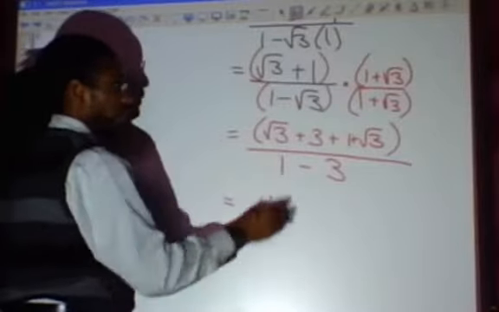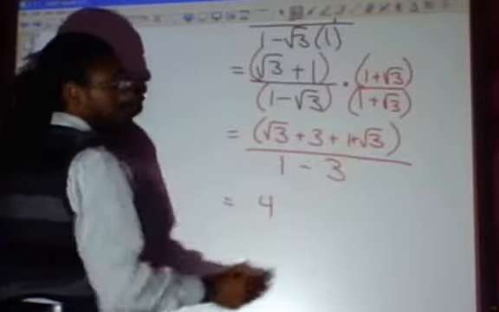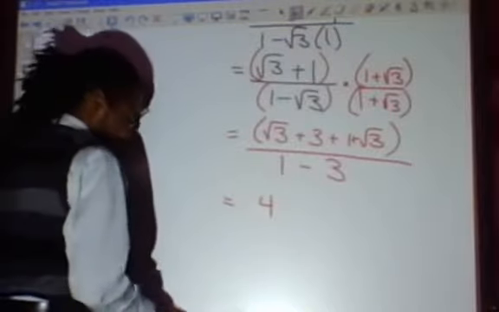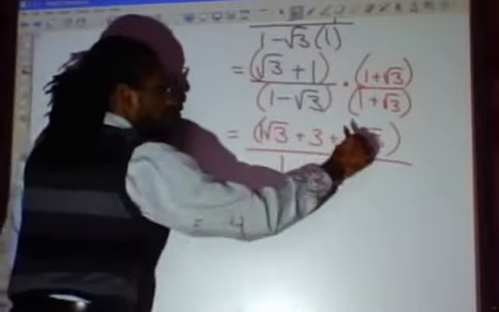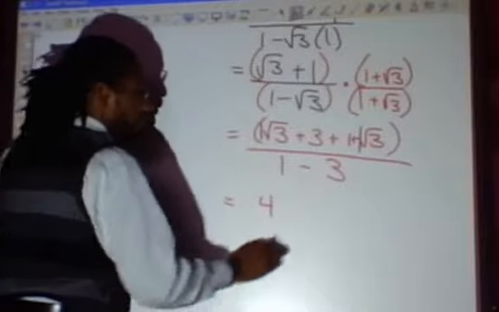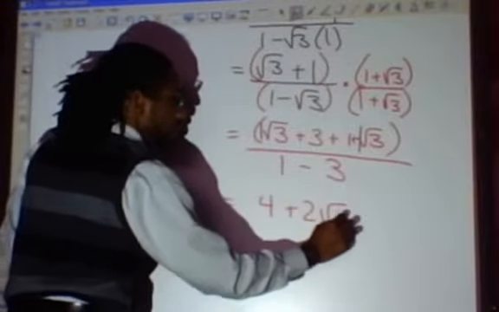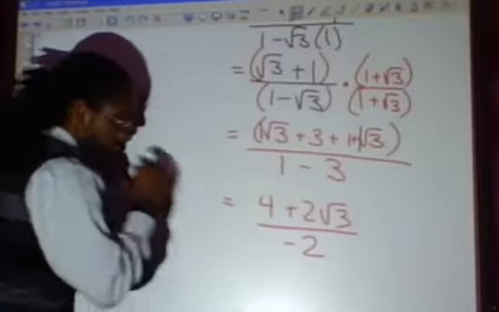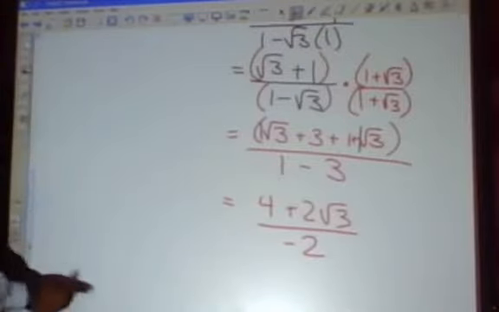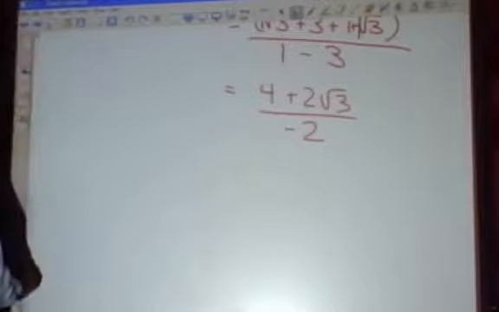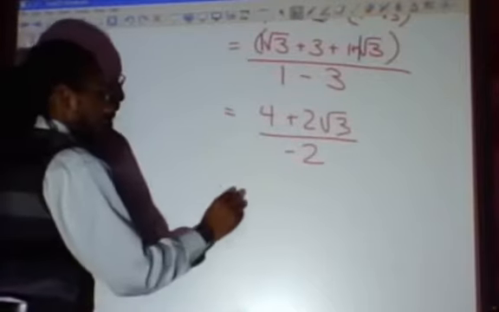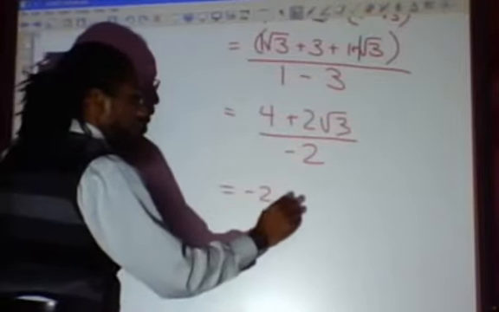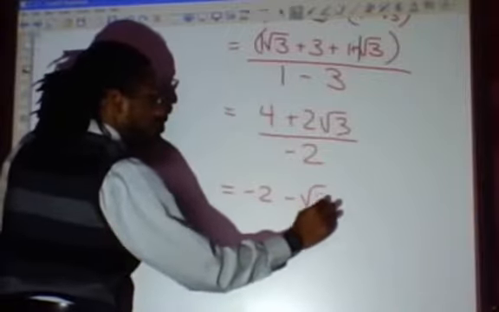3 plus 1 is 4. Then square root of 3 plus square root of 3, so I'll just put 1 in front of those. Bam, bam. We add them together, that gives us 2 square roots of 3. Then on the bottom, we get a negative 2. And we simplify this down. We can break that into 2 fractions, and that will give us a negative 2 minus square root of 3.